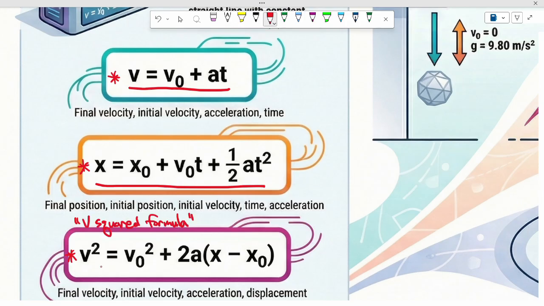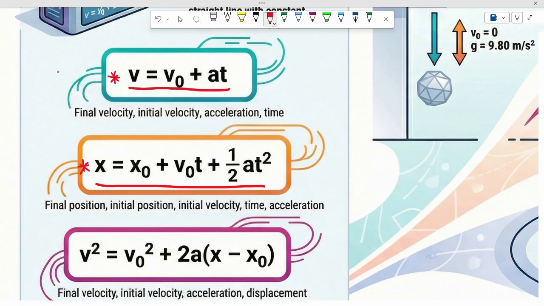And it's most useful when you want to relate velocity, acceleration, and displacement without worrying about time. You can see here there's no symbol for time. So you'll be seeing this v squared formula in questions where you are interested in those quantities without worrying about time. But concept-wise, I don't think this is as useful right now. So I won't talk as much about this last equation.